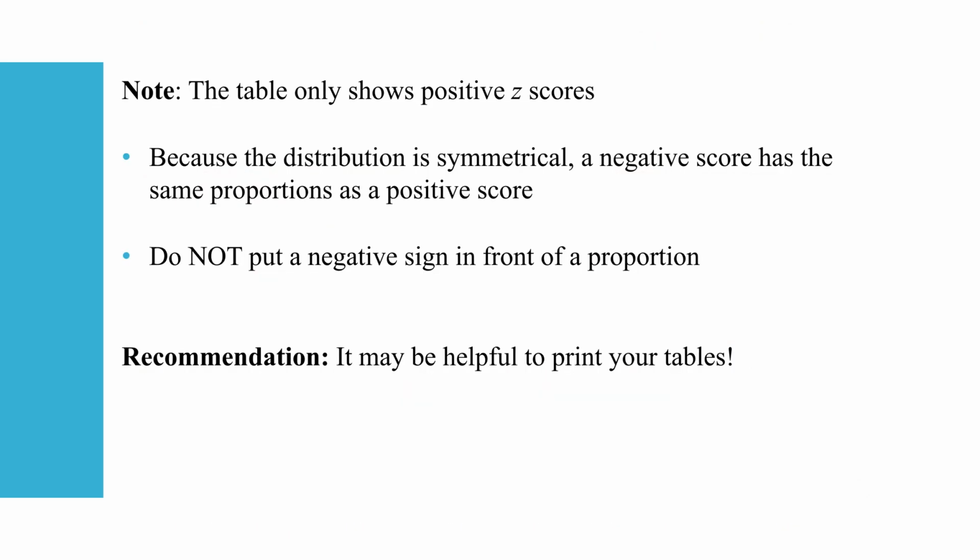And just as a side note, the table does not have negative z-scores listed, but because the distribution is symmetrical, a negative score has the same proportions as a positive score. This means that if you have a z-score of -2, the proportions would be the same as if it were positive. But proportions themselves are not negative, it's just the amount of area being taken up. So do not put a negative sign in front of the numbers.